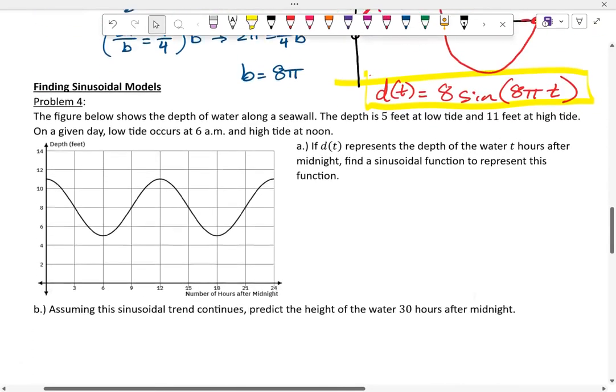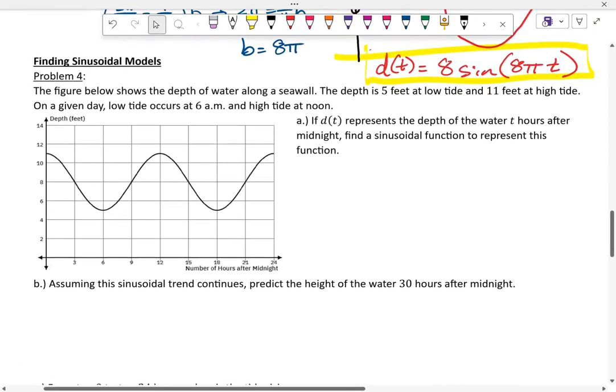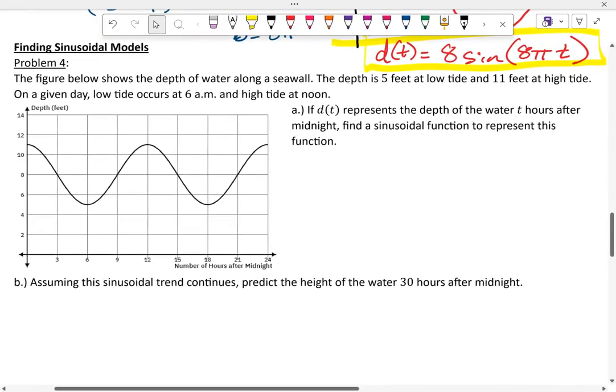All right, finding sinusoidal models. So the figure below shows the depth of water along a seawall. The depth is 5 feet below at low tide. So we see our 5 feet right here, 5 feet at low tide, and 11 feet at high tide. So we're talking about the tide.